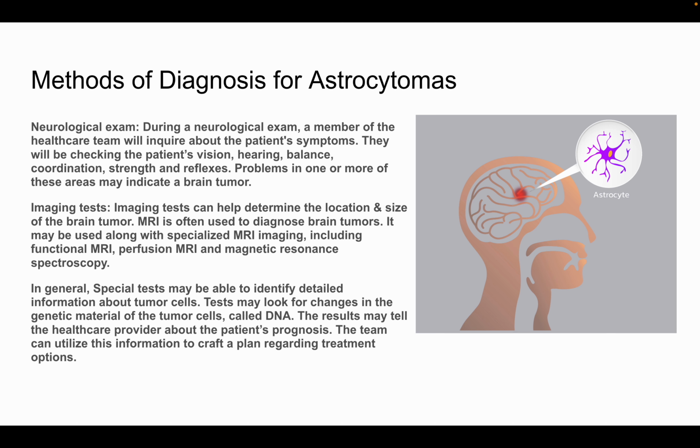It can be used along with specialized MRI imaging, including functional MRI, perfusion MRI, and magnetic resonance spectroscopy. Now, in general, tests may also be able to identify detailed information about the tumor cells. Tests may look for changes in the genetic material of the tumor cells, called DNA. The results may tell the healthcare provider about the patient's prognosis, and the team can utilize this information to craft a plan regarding treatment options. As you can see, here's what an astrocyte looks like, and here's its location in the brain.